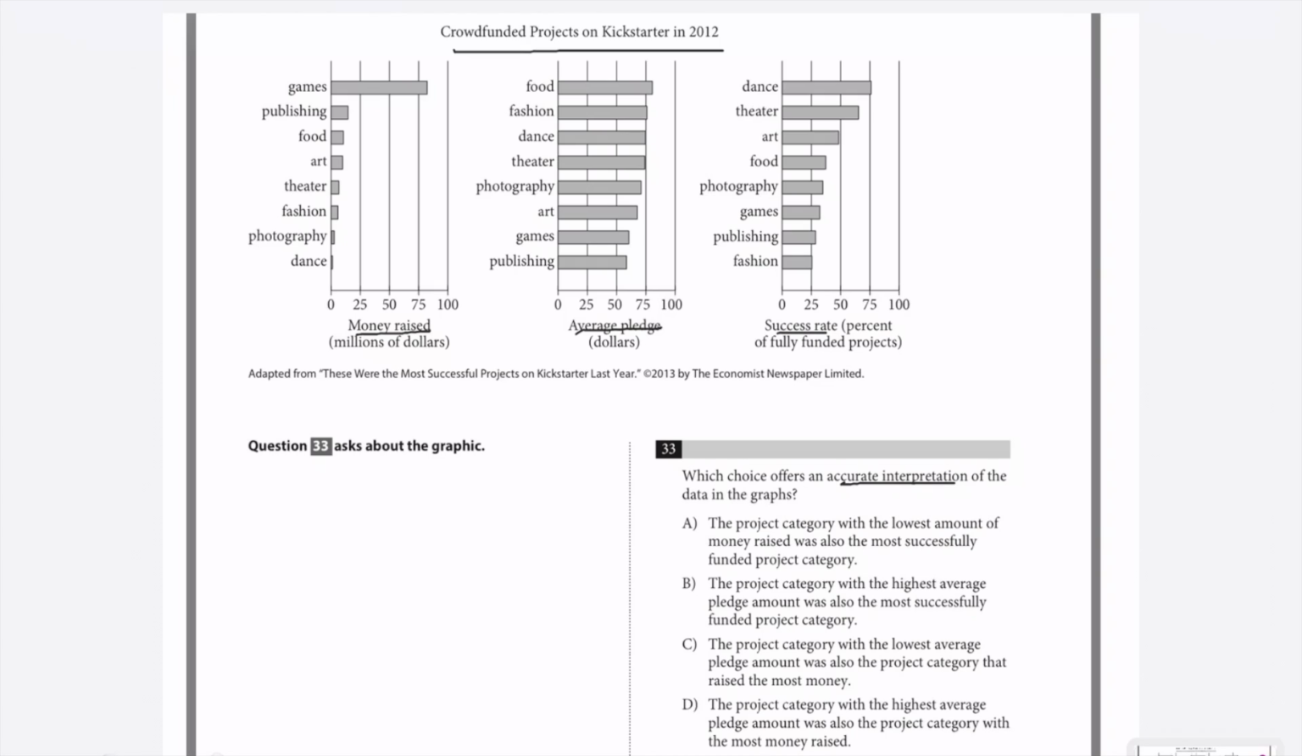What we're going to do is go through answers A, B, C, and D and do a process of elimination. If you see anything wrong with even one part of the answer, the entire answer is wrong. So let's read answer choice A.